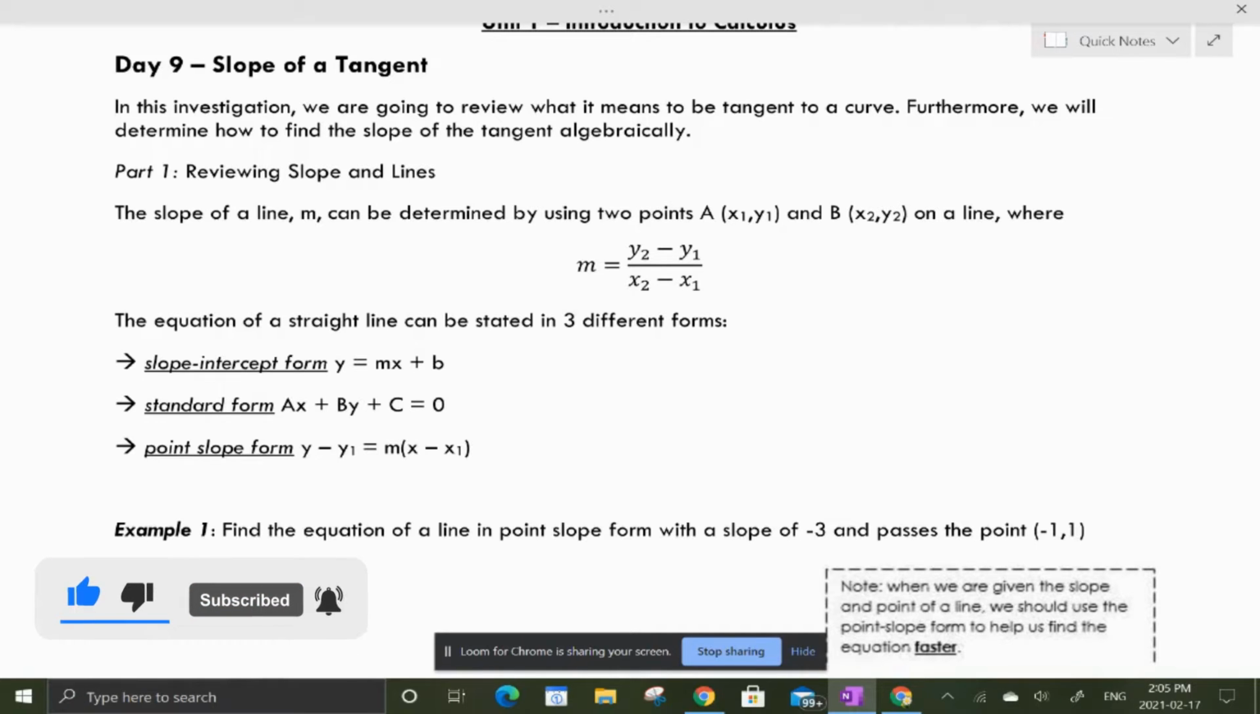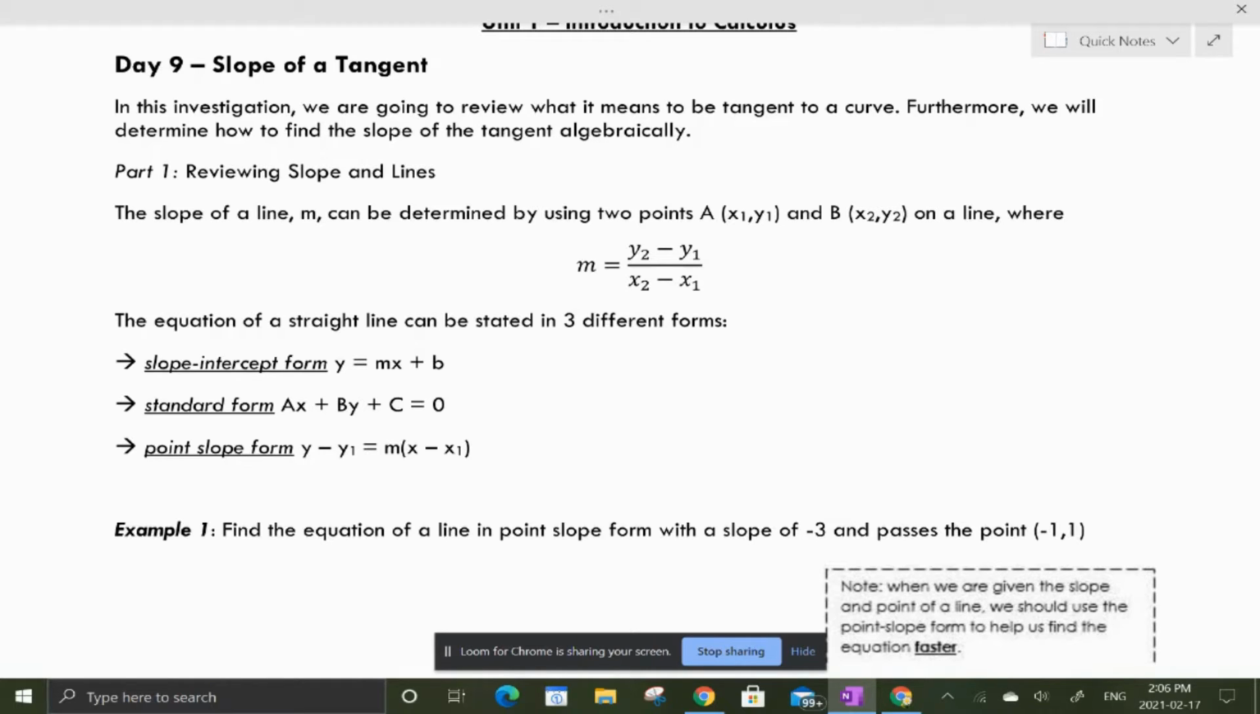as lines in general. So for those of you who don't remember from grade 9, you did learn about an equation to help you figure out slope, which was y2 minus y1 over x2 minus x1 for any 2 points A and B, which are defined by x1, y1 and x2, y2.